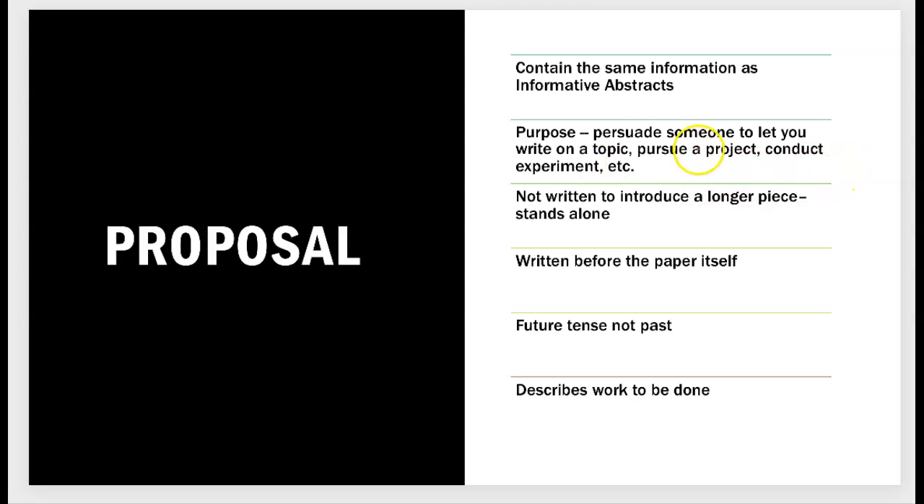So anyways, it's the thing that you write before you write a larger paper. It's usually written in future tense because it's things that you will do, not things that you have done. And it describes work that you will do if allowed to pursue the project.